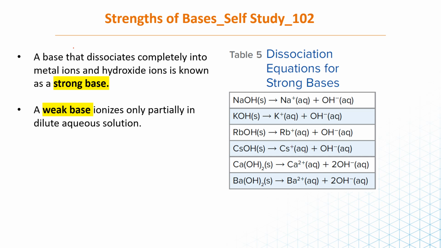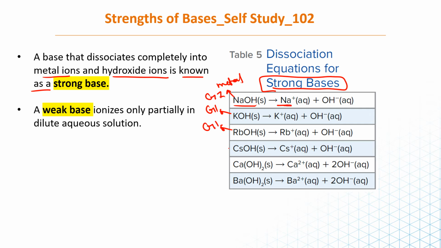So same thing. A base that dissociates completely into metal ions and hydroxide ions is known as a strong base. So these are strong bases. Okay? This is the definition of a strong base, which dissociates into a metal ion. Of course, the Na is a metal, so group 1. The K is in group 1. The Rb is in group 1. Cs is in group 1 in the periodic table. The Ca and Ba are in group 2. All of these are strong acids, guys.